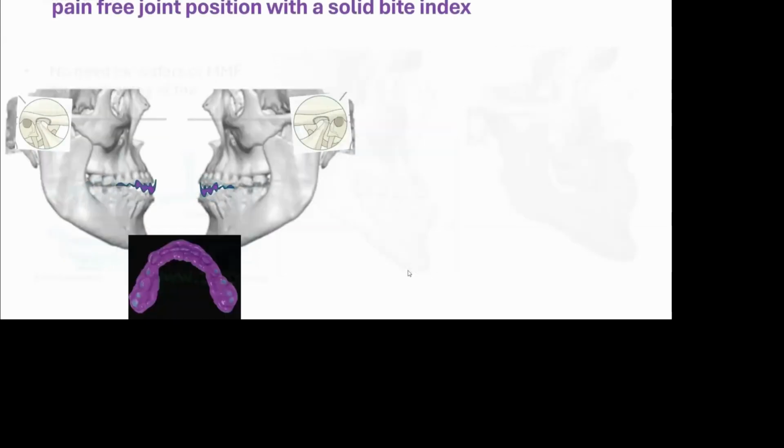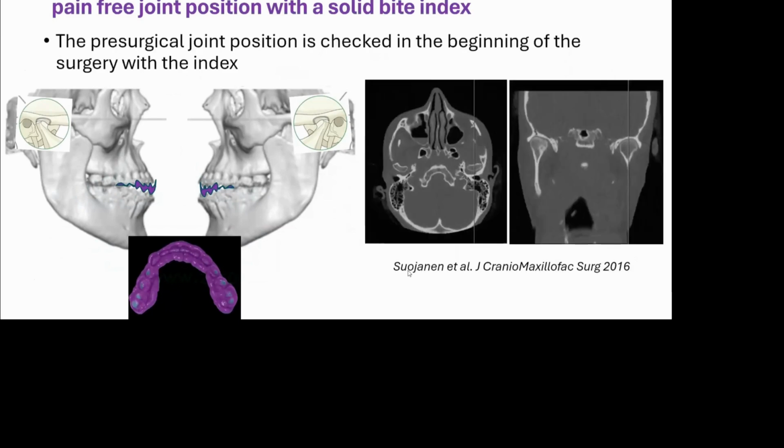border of the mandible. So I always start the 3D plan with taking a solid bite index of the patient with the condyles in the pain-free stable joint position. You have to make sure that the patient has pain-free condyles before you start planning surgery. Otherwise, it might be that you will end up with condylar resorption and relapse of the occlusion. I use this solid bite index when I start my surgery.